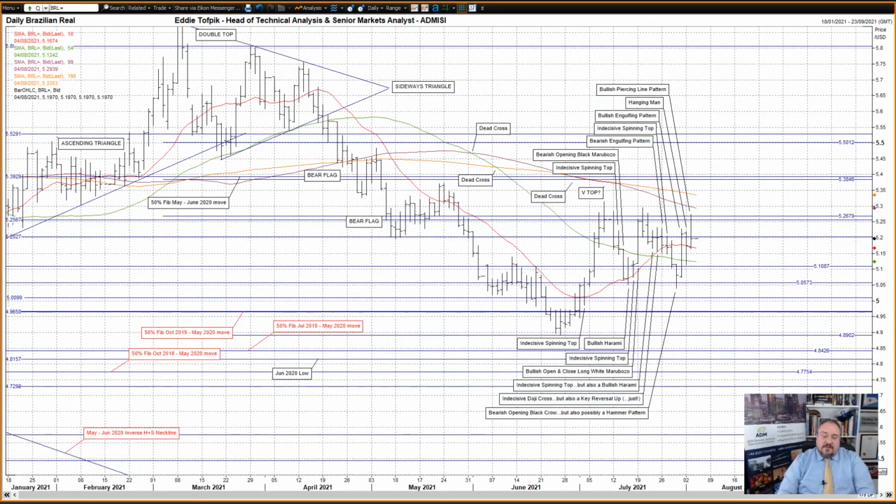US dollar against the Brazilian real. A bullish piercing line pattern yesterday after the previous session's hanging man pattern, but it comes with issues. Honestly, recently no simple pattern in this currency pair has come without issues attached. Anyway, the bullish piercing line pattern basically retires the late May to early July bearish Andrews pitchfork.